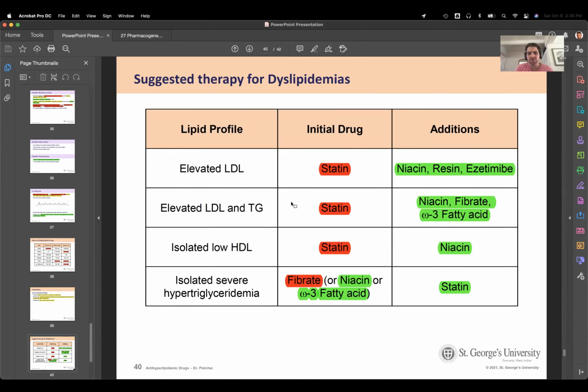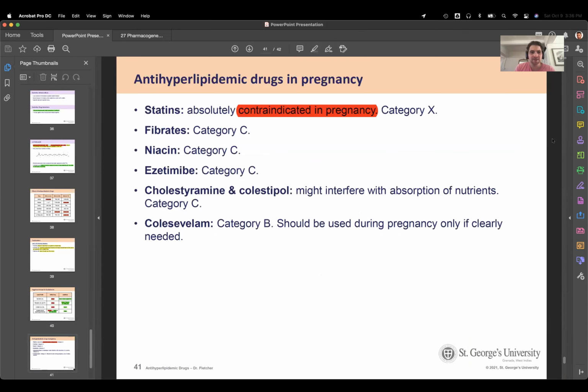Yeah, and here you go. So this would be what would be good. If in doubt, just give a statin, except they're contraindicated in pregnancy.